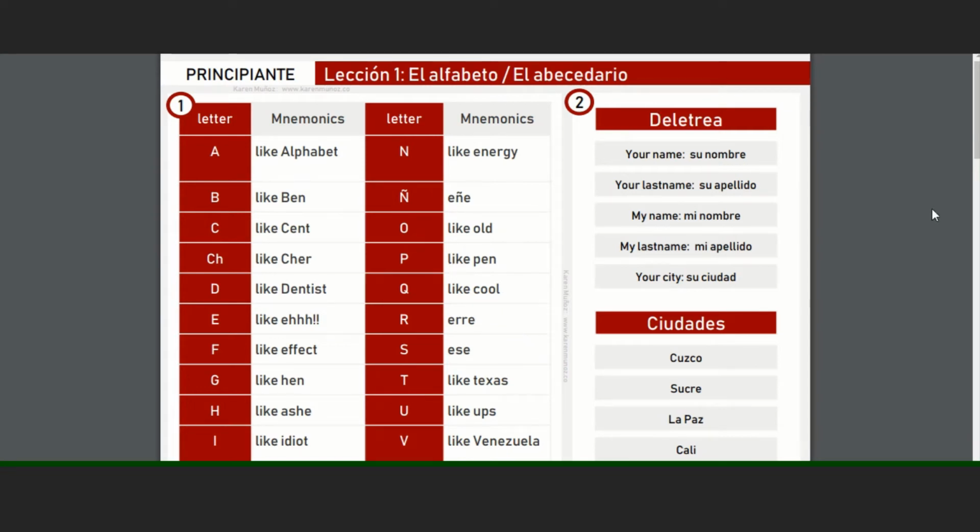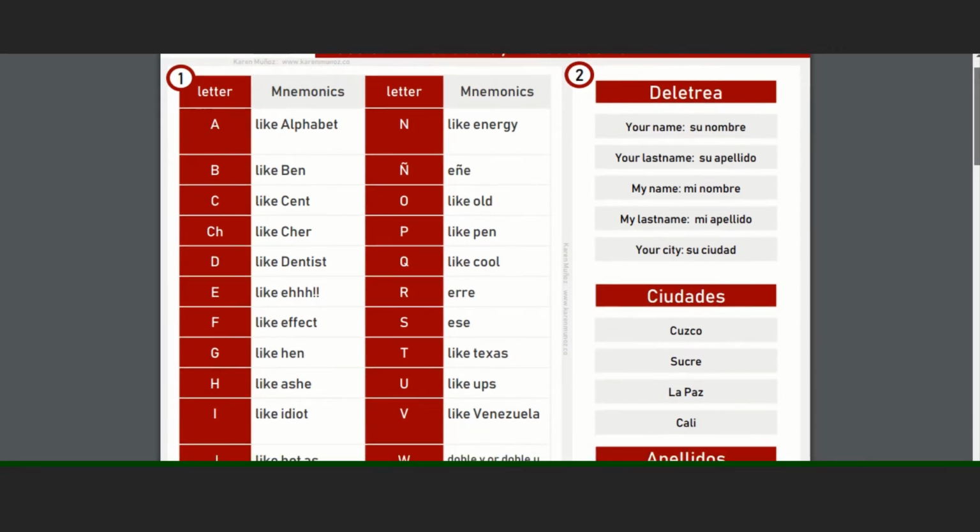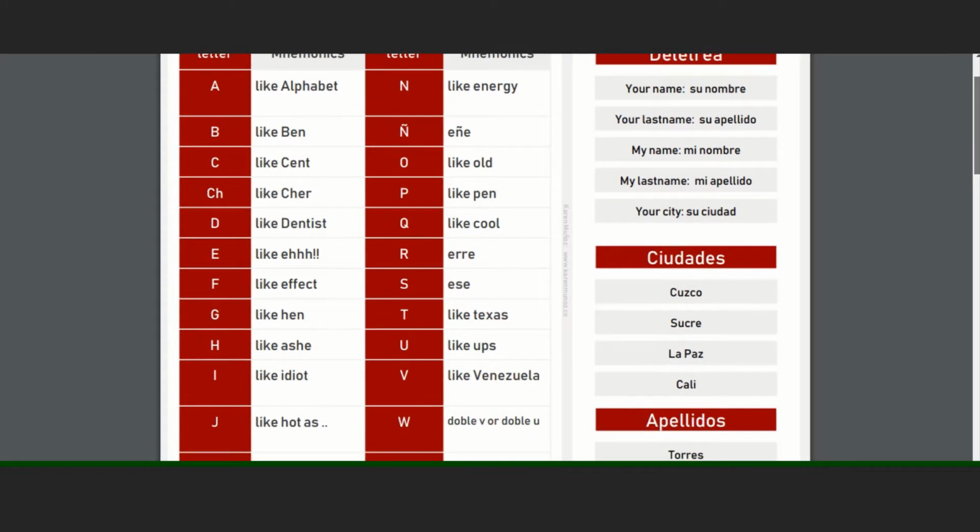Hi everybody, today we are going to be practicing the alphabet in Spanish. So let's start. A, like the word alphabet. B, like Ben. C, like scent. Sh, she, like share.